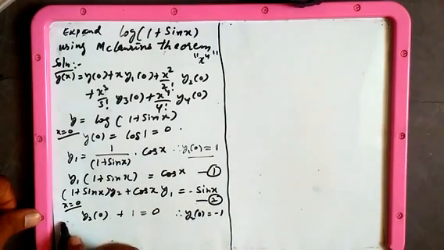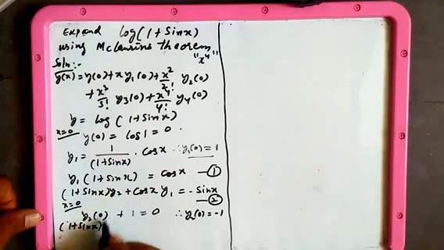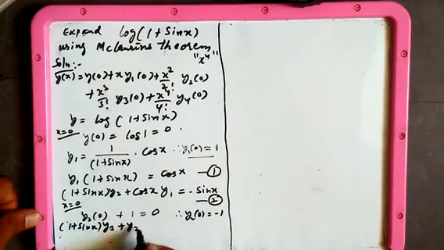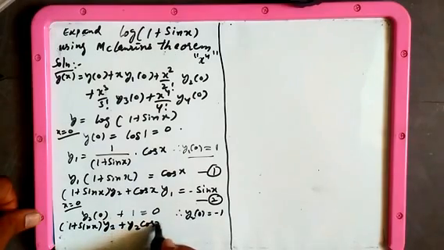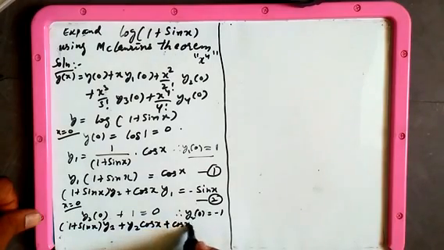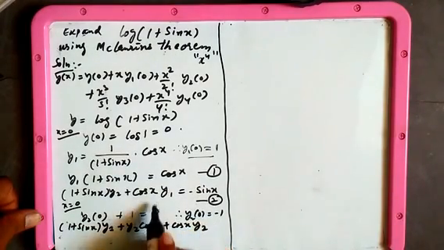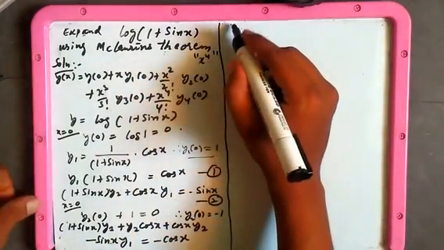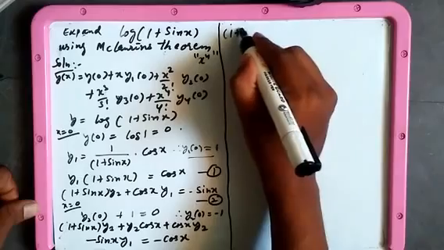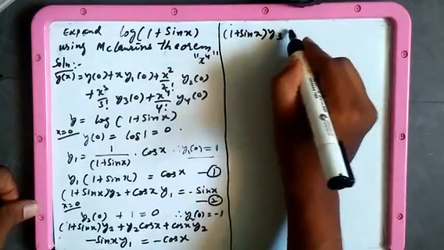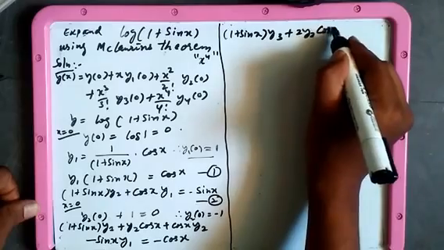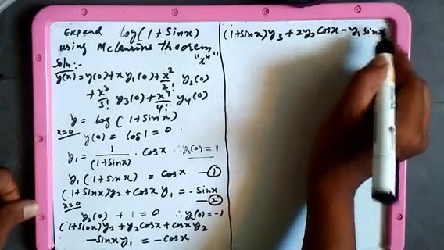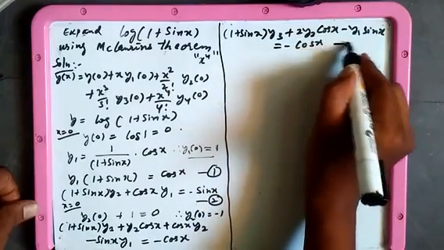Next, again we need to differentiate the second equation with respect to x. We will get 1 plus sine x, y2 differentiation is y3, then y2 as it is, 1 plus sine x differentiation is cos x, plus cos x as it is, y1 differentiation is y2, then cos x differentiation is minus sine x, then y1 as it is, equal to sine x differentiation, which is cos x. Simplifying, the equation is 1 plus sine x into y3 plus 2 into y2 cos x minus y1 sine x is equal to minus cos x. This is the third equation.